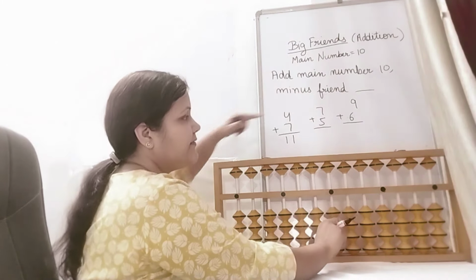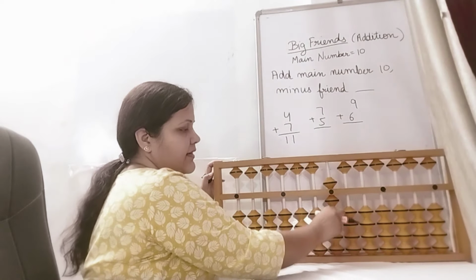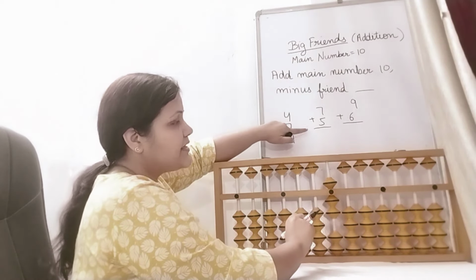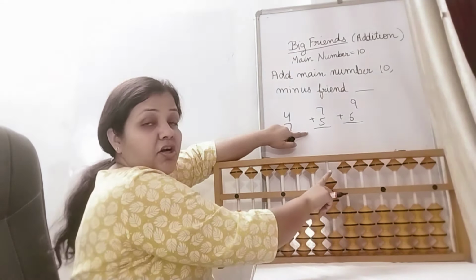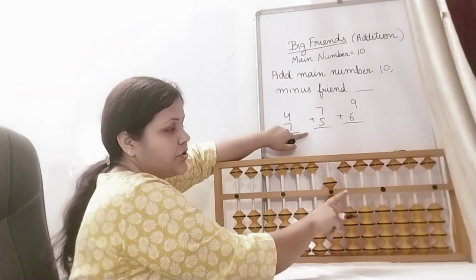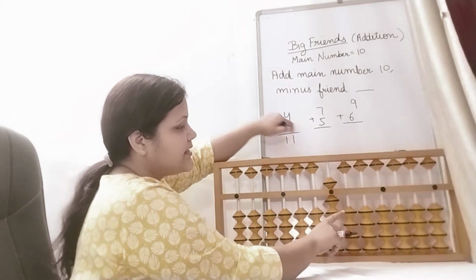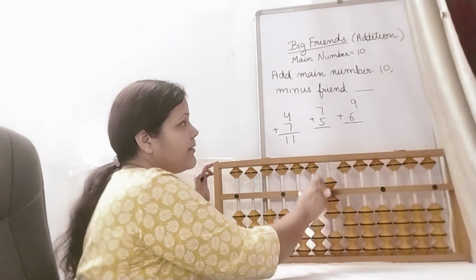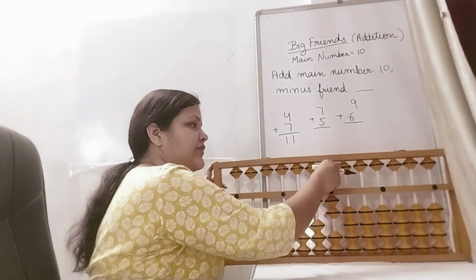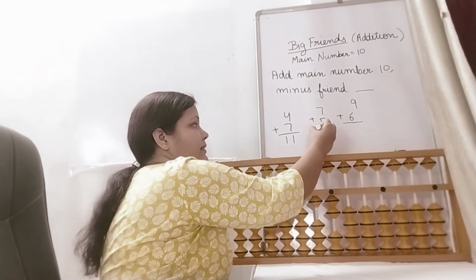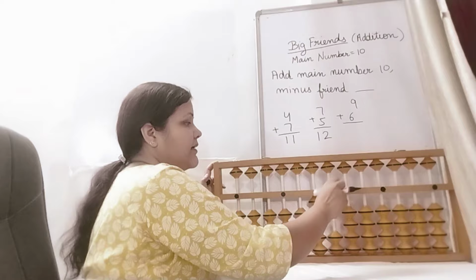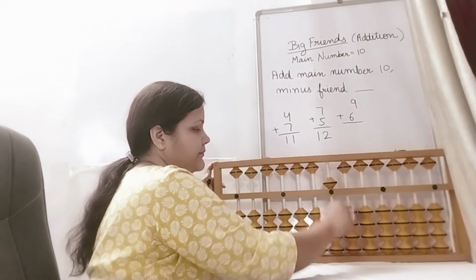Next, 7 plus 5. Plus 5 means we cannot add 5 directly. We cannot use small friends, so we'll use big friends. Plus 5 means plus 10 minus friend of 5, which is 5 only. So answer becomes 12.